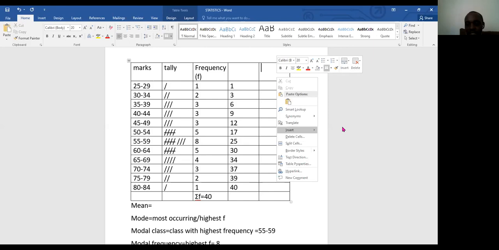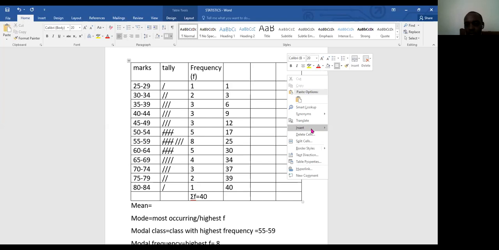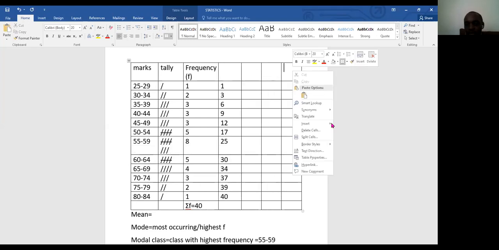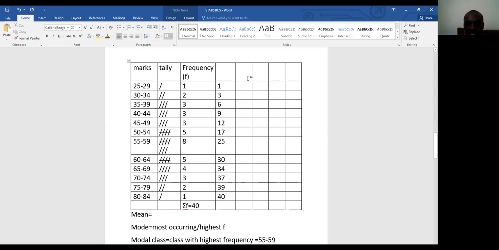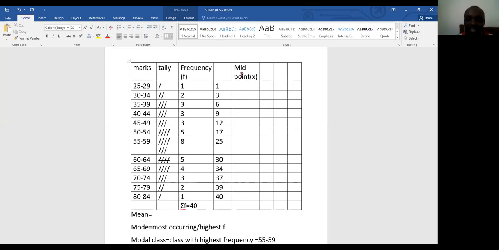So I come here and insert a column to the left, and more columns to the left, and so on and so forth. Okay, this column I will give it a name. Let me just stay here. When we find the median, I will give it a name, but because I don't want to use it yet, let me just not give it a name for now. So I require another column here called the midpoint. The midpoint now becomes the new X column.